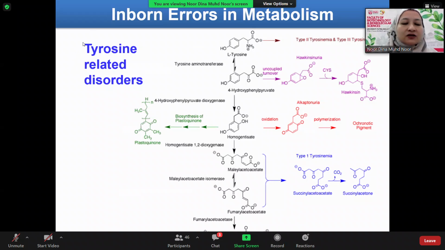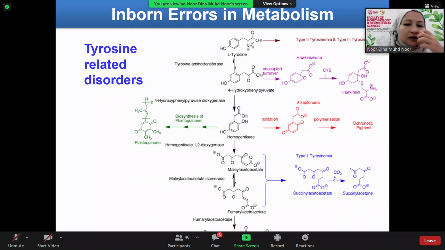So for example, among the inborn errors in metabolism that we have here is the tyrosine-related disorders, where the enzymes that should degrade phenylalanine to tyrosine, or degrade the tyrosine, are absent. So we have so many pathways that can have errors because of abnormalities or absence of the enzymes.